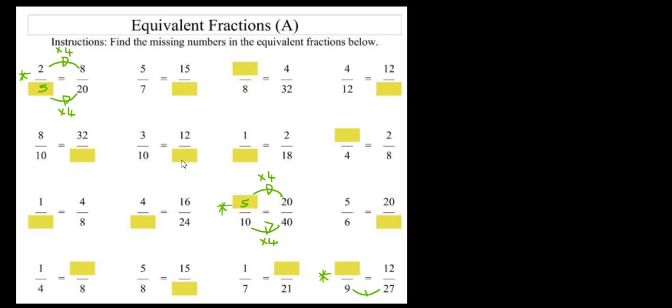Okay, and finally the last one. 9 times what gives 27? Well, I'm going to say 9 times 3 is 27. And we can think of this as multiplied by 3. 3 times what gives 12, which is 4. Okay, so pause the video and do the rest of the questions. Okay, so hopefully you've done that now.